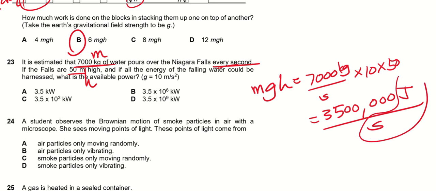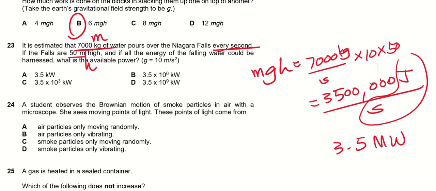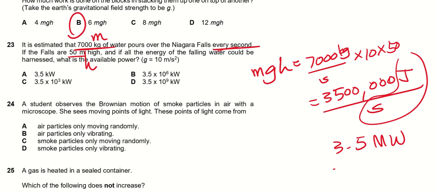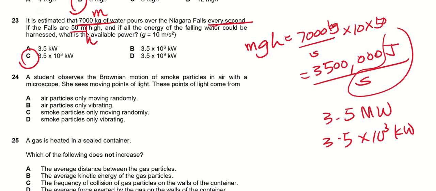So joules per second is actually your watt. So it will be 3.5 megawatts. Okay, but they give me in kilowatts, so it is 3.5 times 10 to the power of 3 kilowatts. So answer is C. Okay, so you need to know your prefixes.